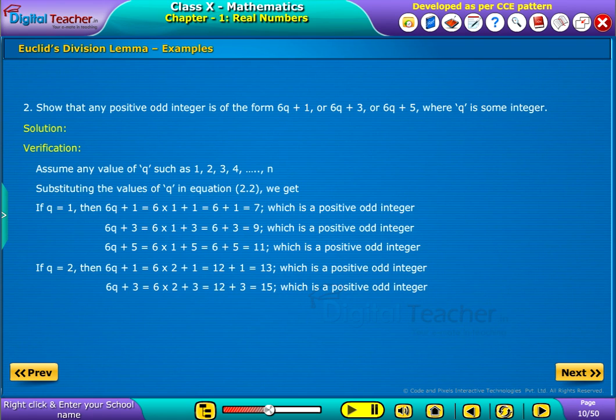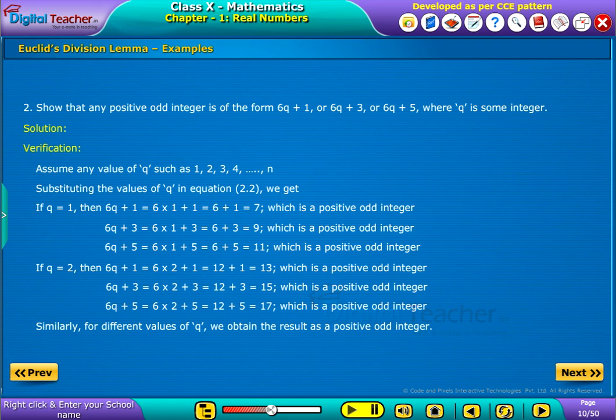that is 15, which is a positive odd integer. 6q plus 5 is equal to 6 into 2 plus 5, which is in turn equal to 12 plus 5, that is 17, which is a positive odd integer. Similarly, for different values of q, we obtain the result as a positive odd integer.